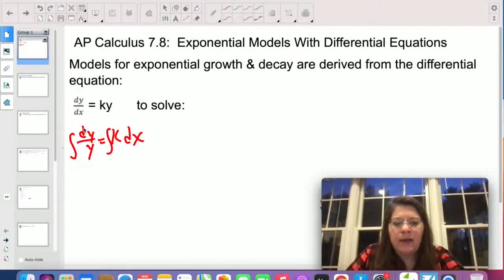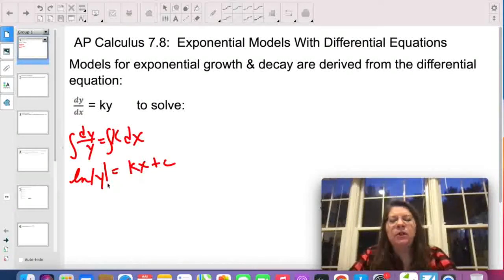The left side is a natural log situation. Over here, we've got a constant times dx. So this constant will be integrated with respect to x. On this side, I'll have the natural log of the absolute value of y, and that equals kx plus c. Remember, we need the c, the constant, because we don't know what constant could have possibly been there.